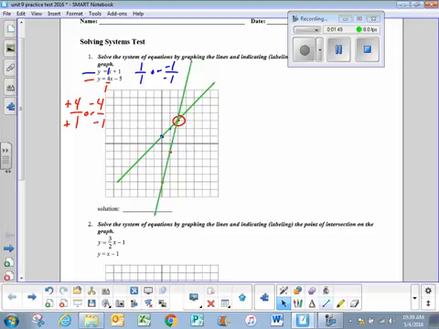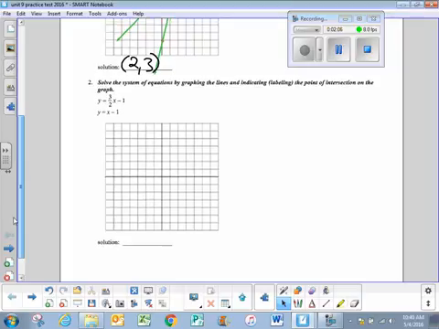It needs to be right, and you need to use a ruler, you need to show the point of intersection, and then you need to write the answer correctly. If you did all that work and you mixed up 3, 2, I'd take half off. So make sure you name that point correctly. 2, 3.